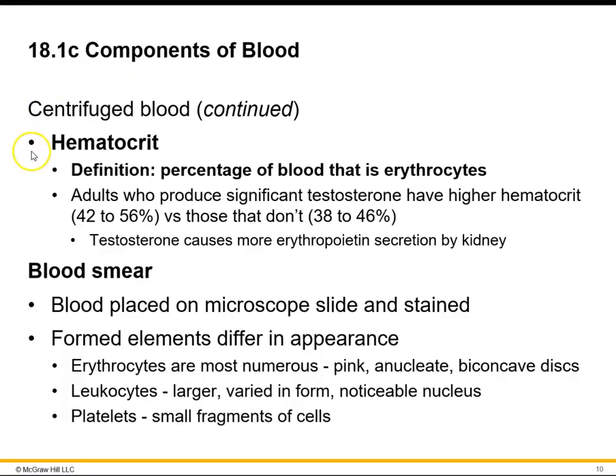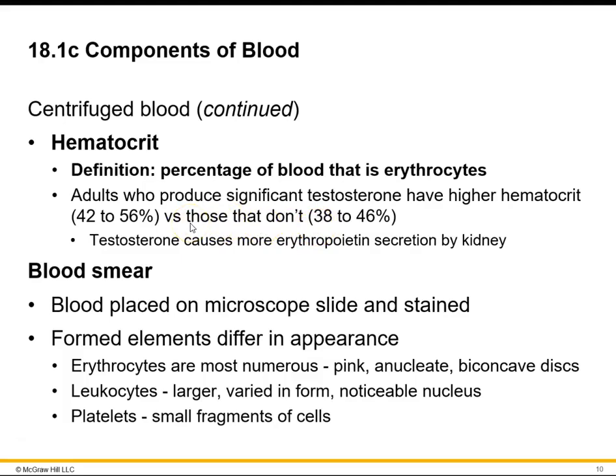And that bottom layer, composed of the red blood cells, is also known as the hematocrit. So the hematocrit is just the percentage of whole blood that is red blood cells. Now, hematocrit can range from about 38% to 56%, depending on the person.